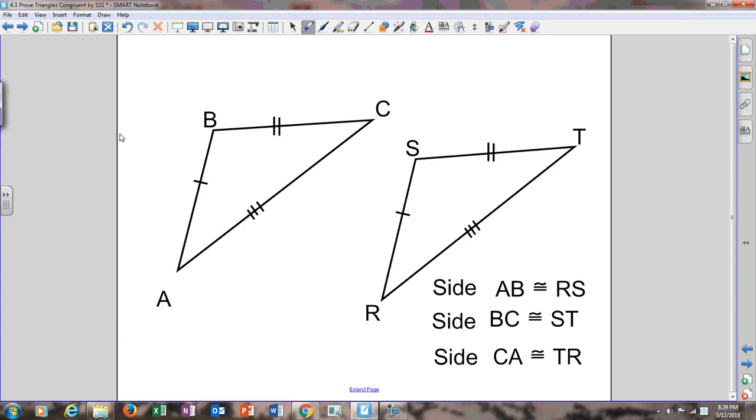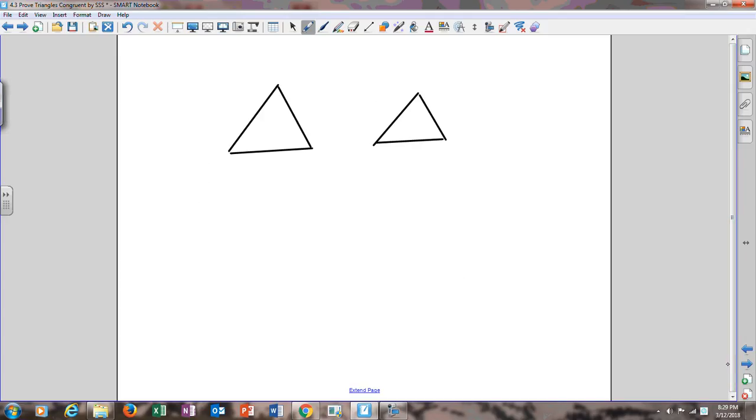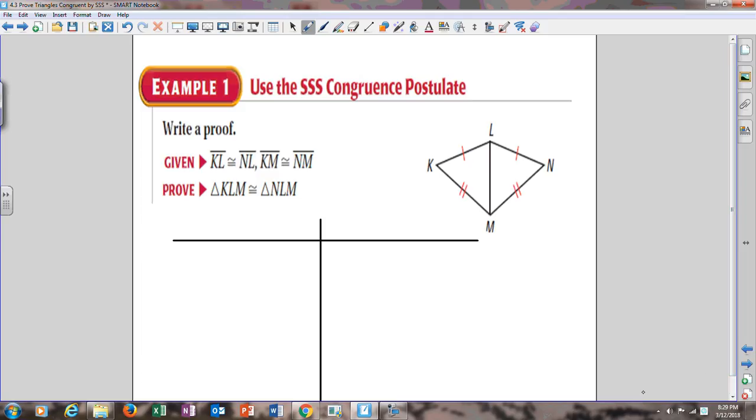For example, we have these two triangles. AB is congruent to RS. BC is congruent to ST. And CA is congruent to TR. That's all we need to tell us that triangle ABC is congruent to triangle RST. And if it wants to know the reason for that, the reason is side, side, side. That's all you really have to write. That was just a demonstration that works a lot better in class.